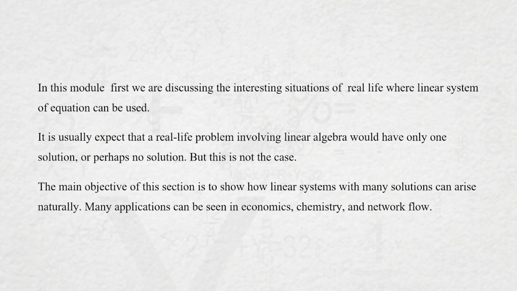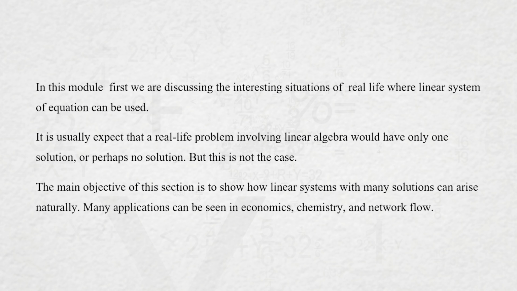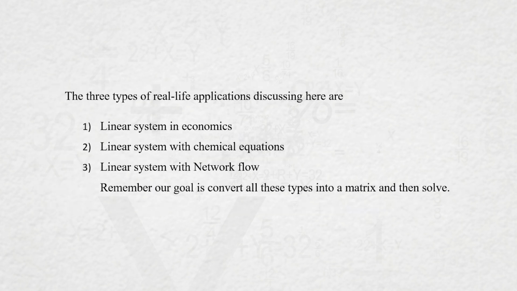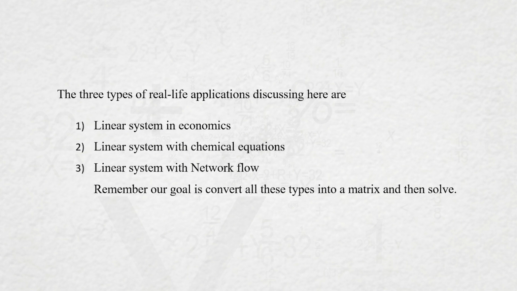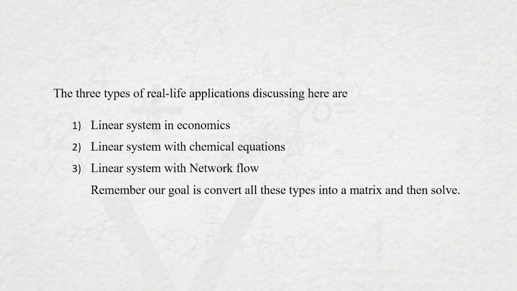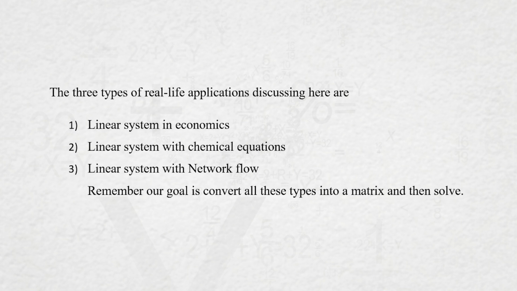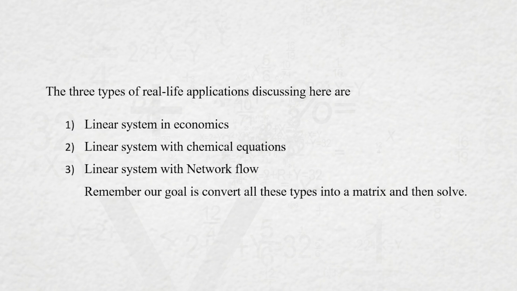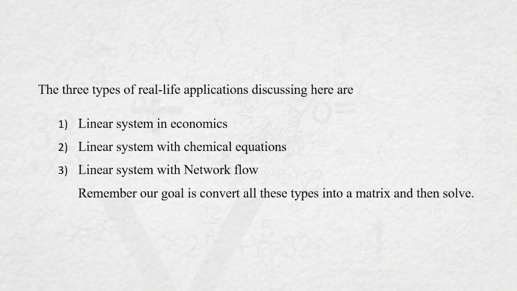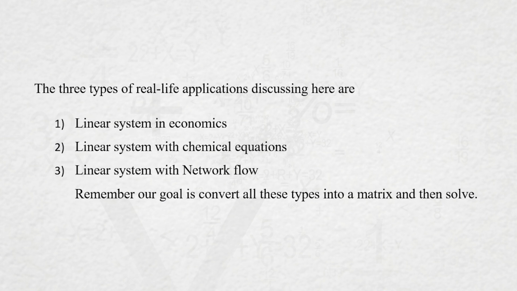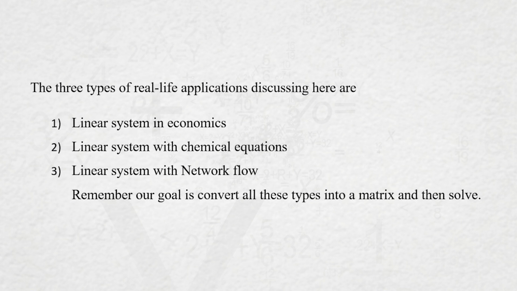Many applications can be seen in economics, chemistry and network flow. The three types of real life applications discussed here are linear system in economics, linear system with chemical equation, which we will discuss in detail, and linear system with network flow. I will give you the material, you can read it. Remember, our goal is to convert all these types into matrix and then solve.